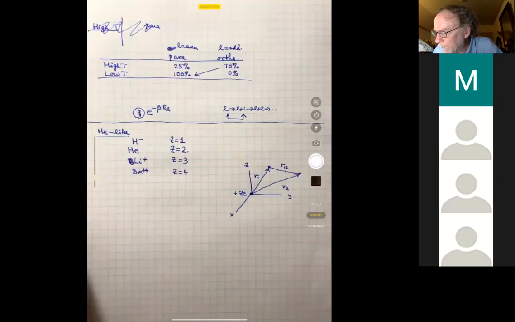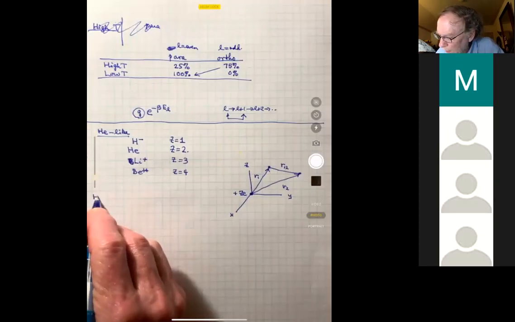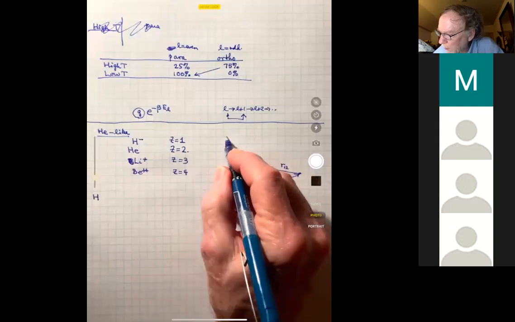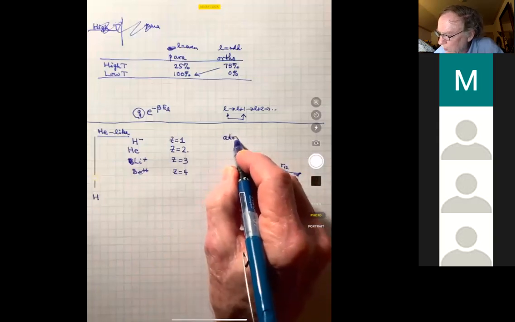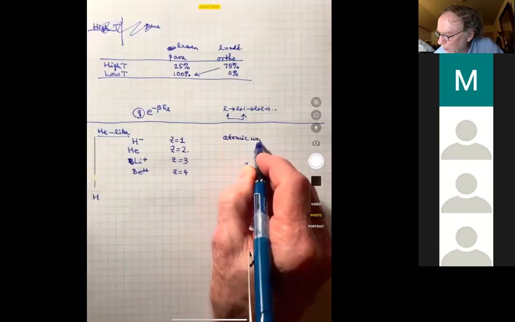All right, anyway, so these are helium-like atoms. Now the Hamiltonian we want to look at, and I should say, first of all, that let's use atomic units. There's no point not to, it saves a lot of writing.